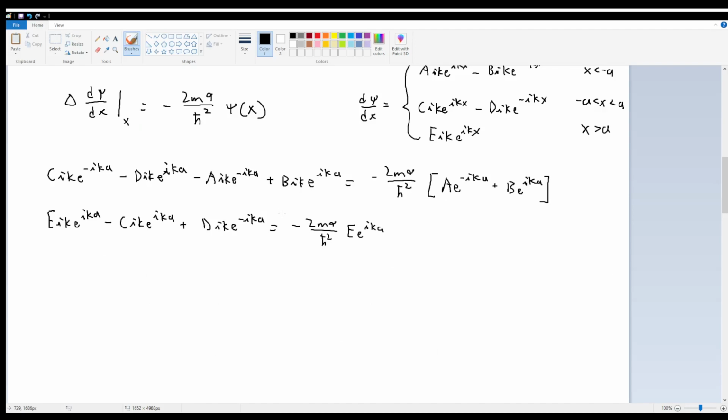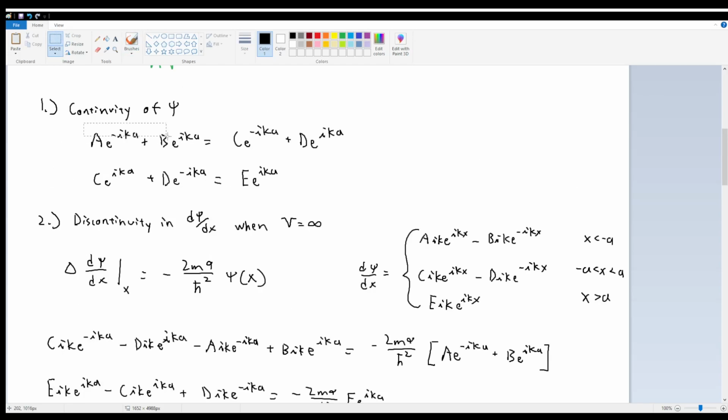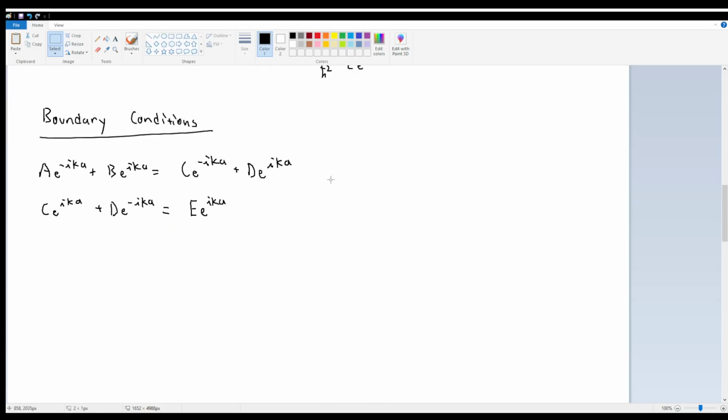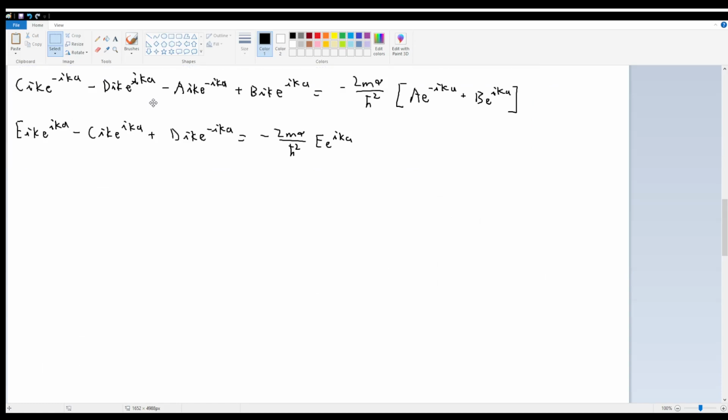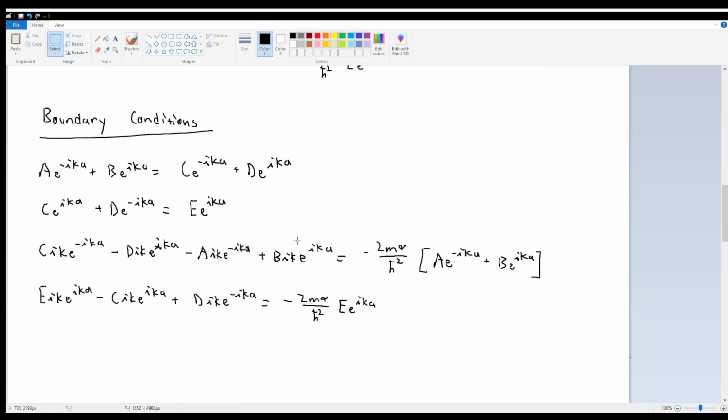Okay, so now let's get all of our boundary conditions together. So we have our continuity in psi for the first two conditions, and then we have our discontinuity in the derivative of psi at those same boundary conditions.